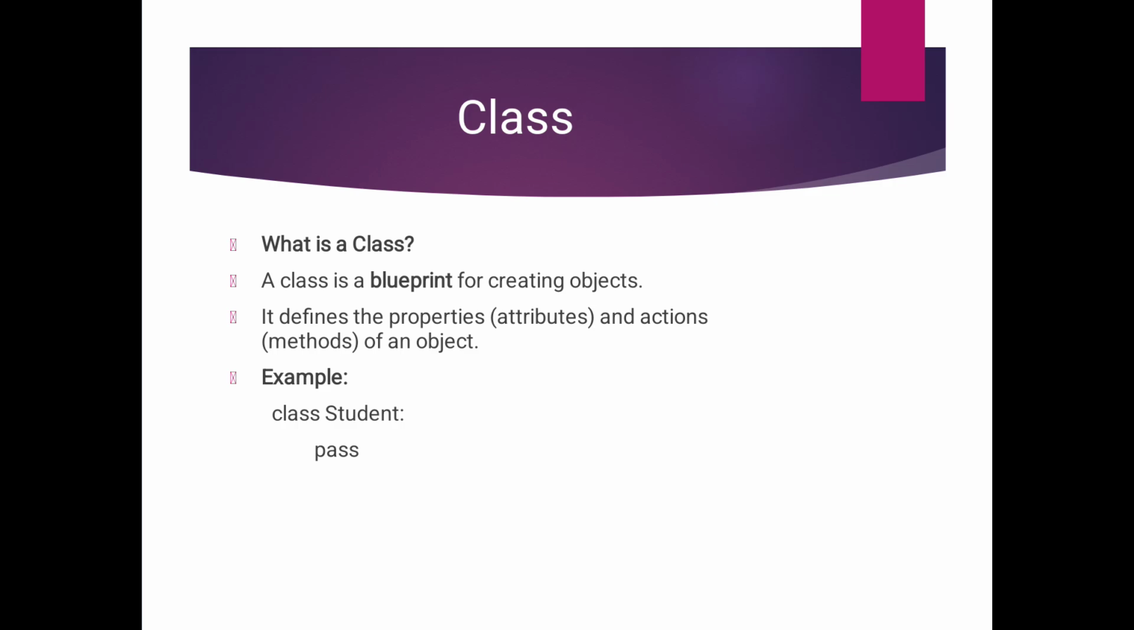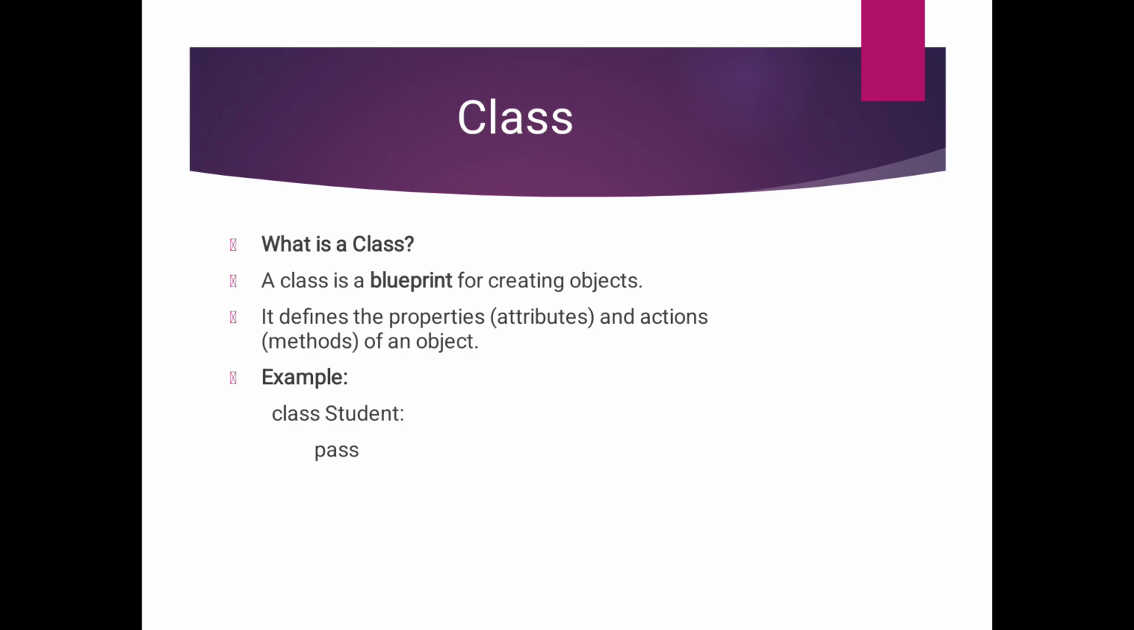A class is a blueprint or template used to create objects. It defines the properties and behaviors of an object. For example, think of a house plan. A house plan is only a design. Using the same design, we can build many houses. Similarly, a class is a blueprint and objects are created from it.